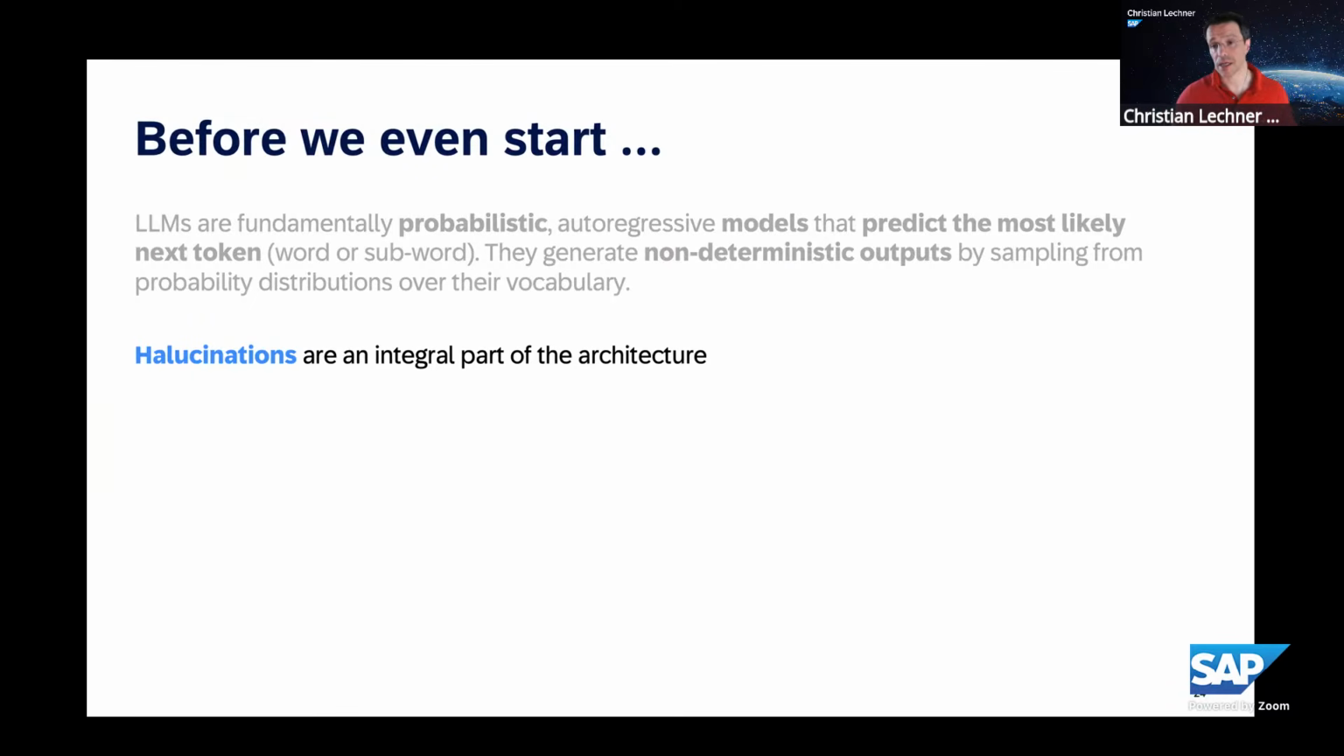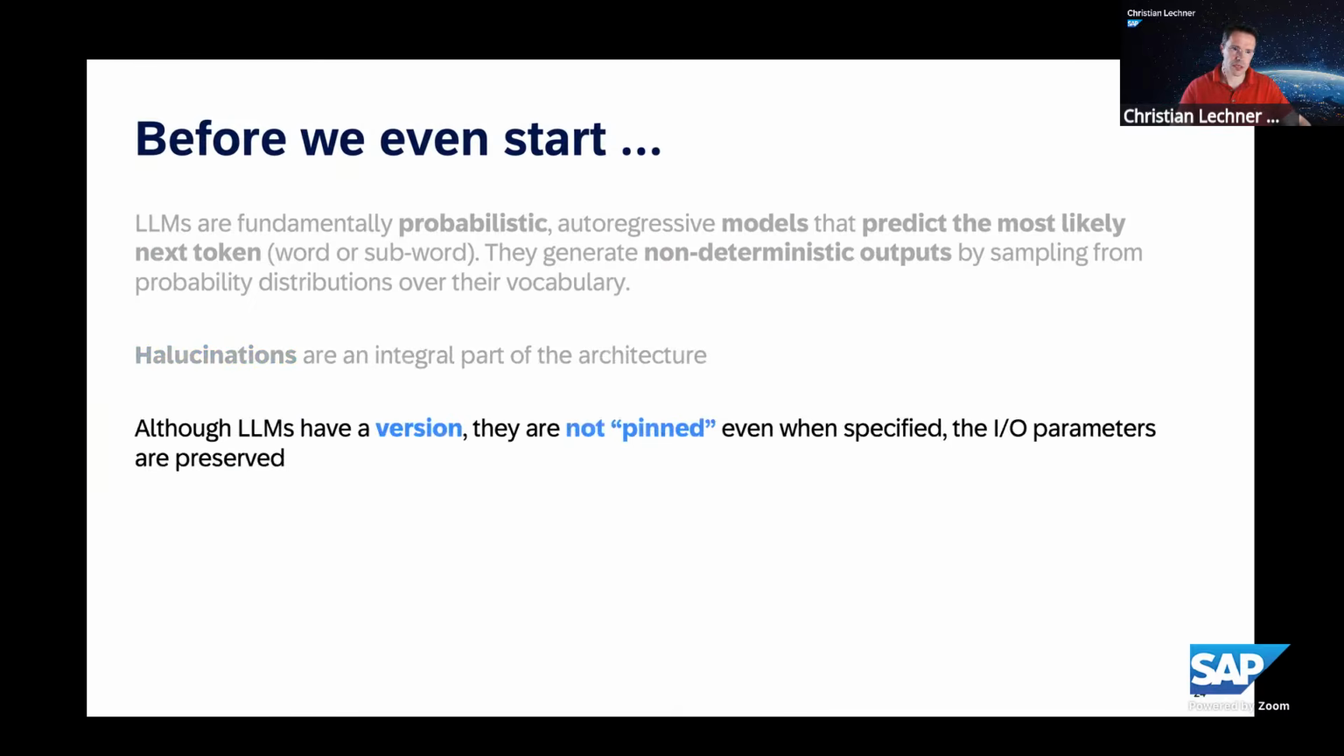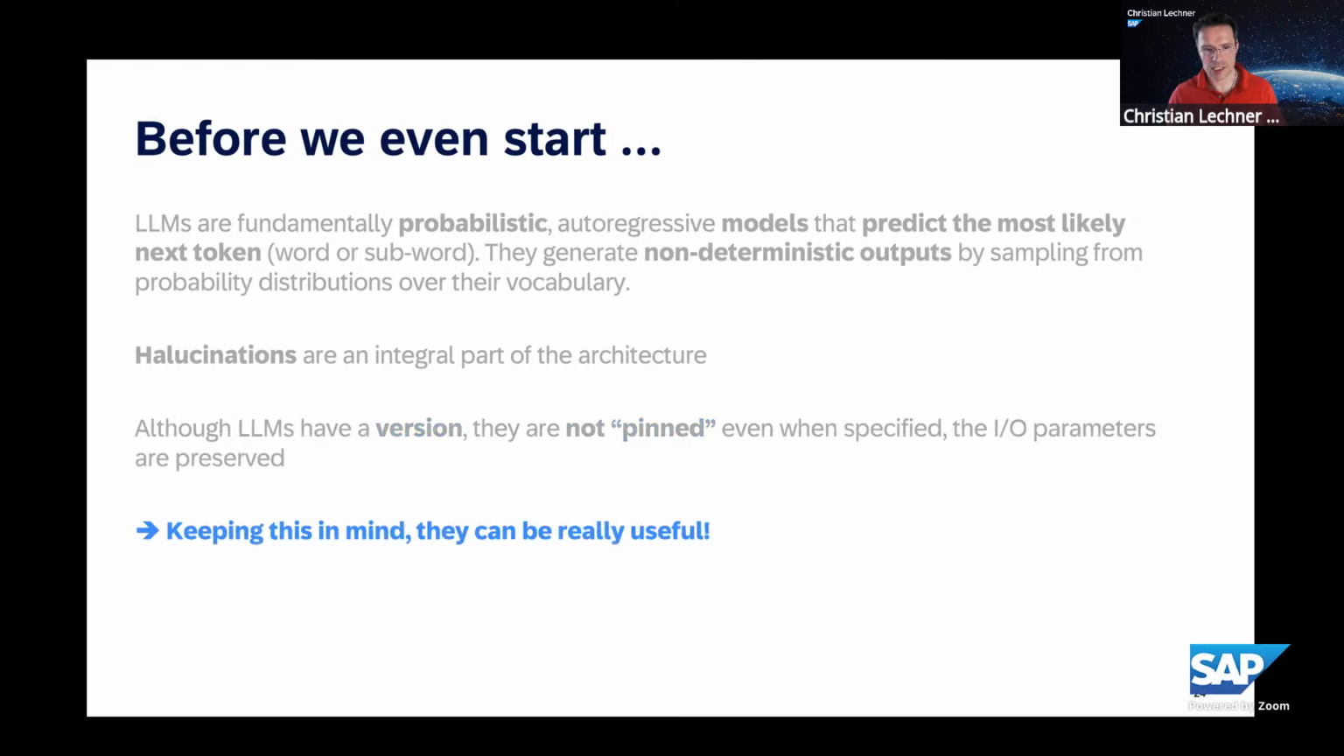Now you might say, yeah, I can test it, and if I use Sonnet or Claude in version 4.x, and if I test it decently enough, all is good. Well, no. The LLMs have versions, that is true, but they are not pinned in the sense that nothing changes under the hood. The only thing that is pinned are the input and output parameters. So even if you have tested something, things might look different the other day. So please keep this in mind, because with having that in mind, things like LLMs can be really useful.